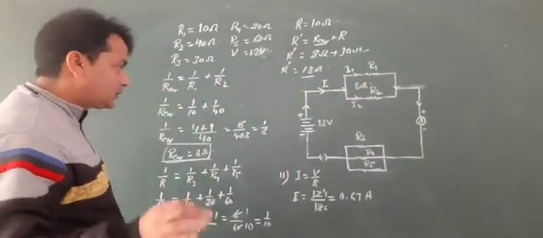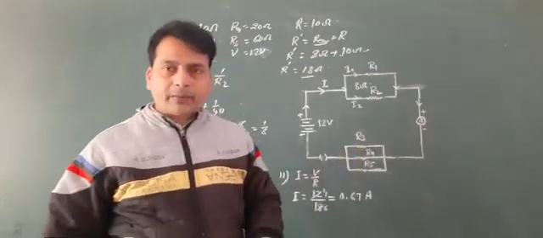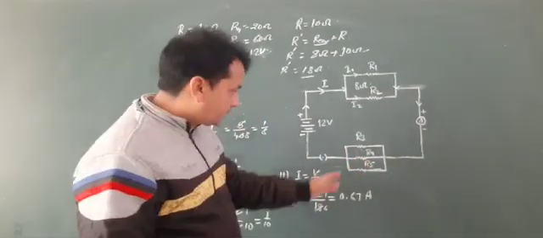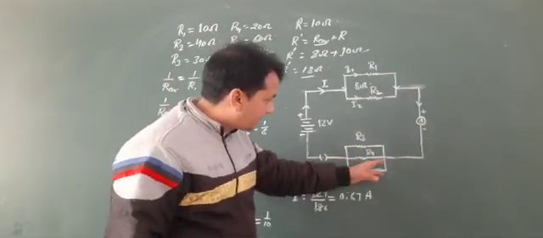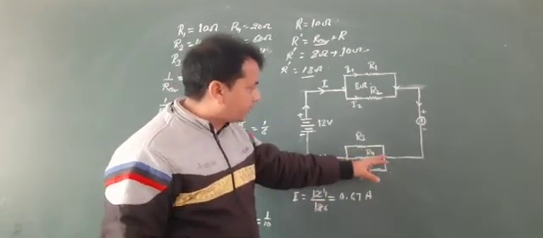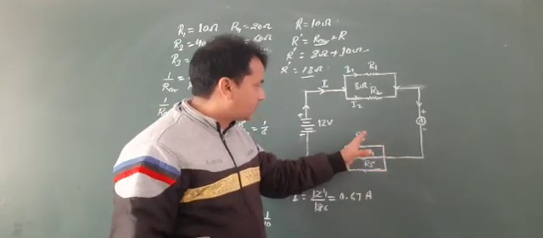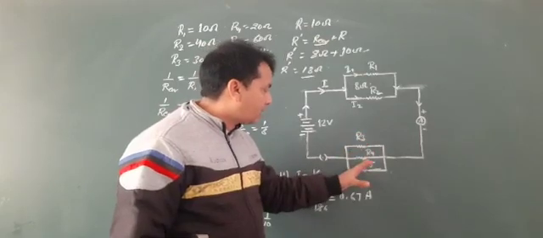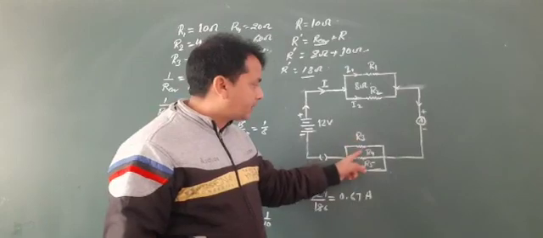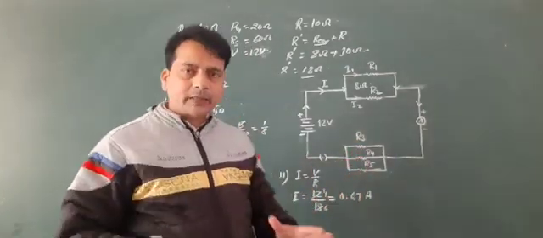Now the next resistors used in the circuit diagram are R3, R4 and R5. They are also connected in parallel combination, because R3, R4 and R5 are connected at common points, and the electric current flowing across R3, R4 and R5 will be different because they are connected in parallel combination.